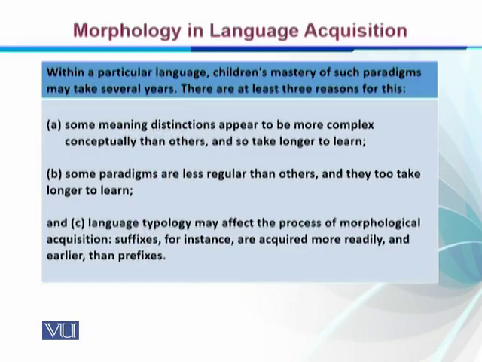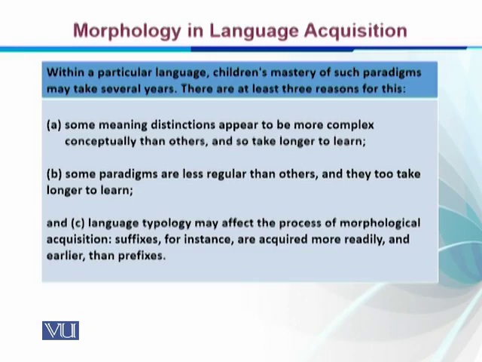So within a particular language, children's mastery of such paradigms may take several years. There are three reasons for this. Some meaning distinctions appear to be more complex conceptually than others, and so take longer to learn. Some paradigms are less regular than others, and they too take longer to learn.